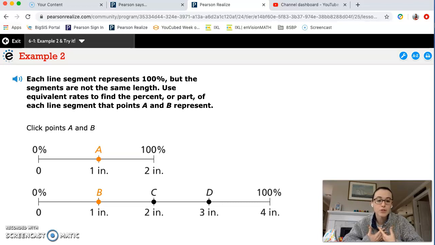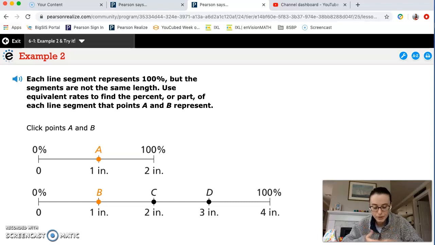So although these are two different lengths of line segment, the total of each represents 100%. Now what starts to get a little tricky is that if we look at our first line segment, the total of which is 2 inches, and the second line segment, the total of which is 4 inches, 100% of line segment 1 is equivalent to 50% of line segment 2. So that starts to get a little bit tricky, but we're not getting there quite yet. We're going to stick to the simple stuff right now.